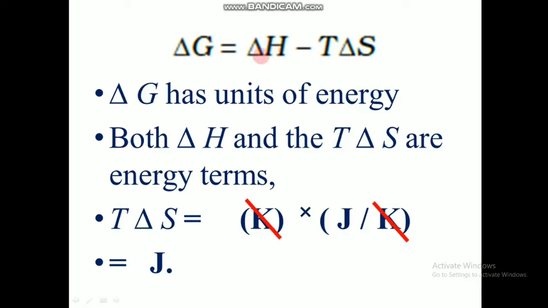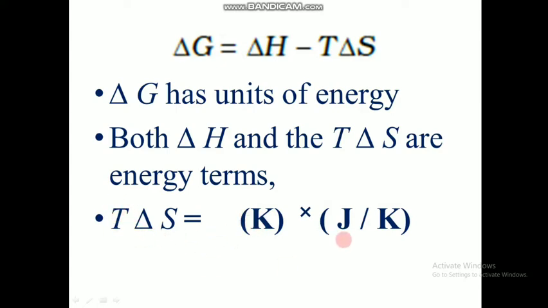So for energy change, the unit will be joules, and we are just concerned about the T delta S. Out of T delta S, T will have a unit of Kelvin. So Kelvin is the unit of T, multiplied by the unit of entropy. Entropy is enthalpy by temperature, where enthalpy is given as joule and temperature as Kelvin. So K into J by K.